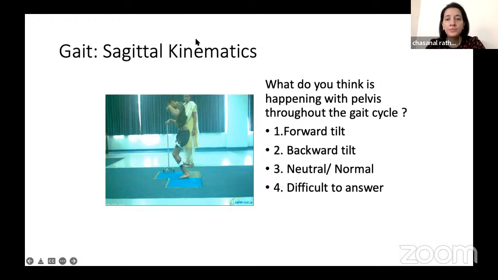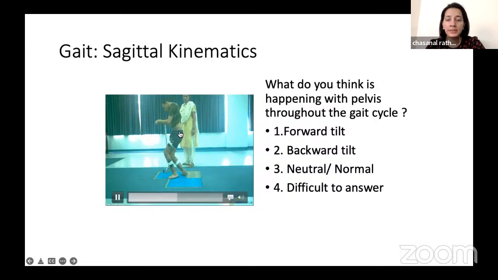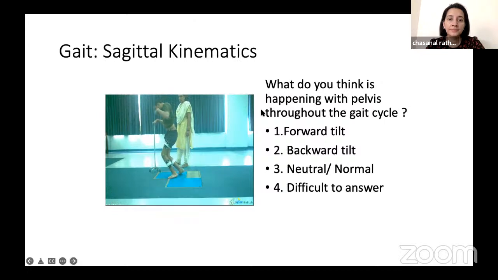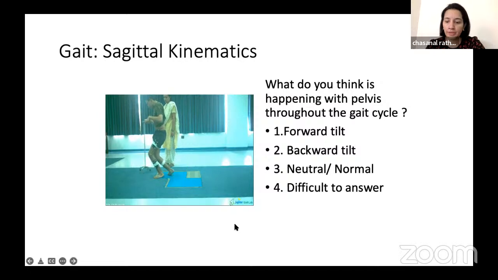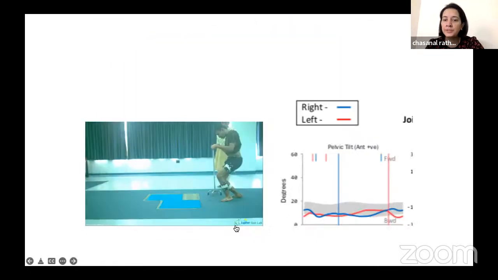So probably it is neutral to me. I think it's neutral here. Anyone else? You're neutral, yeah. So any other answers? Okay, we're going to see what the lab is showing us.